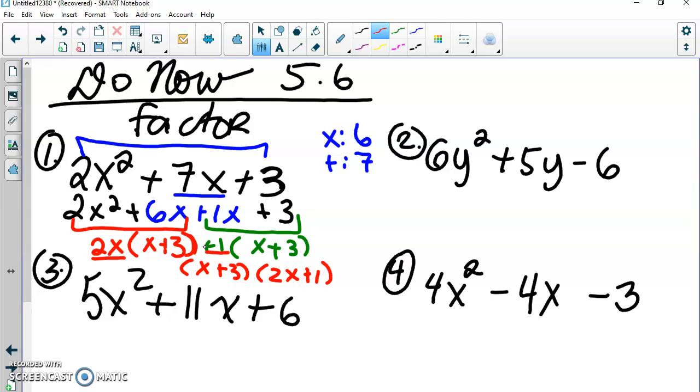Okay, number 2, 3, and 4. Go ahead and hit pause again if you need to. Look at what I did for number 1. Write down any questions you may have and try out 2, 3, and 4.